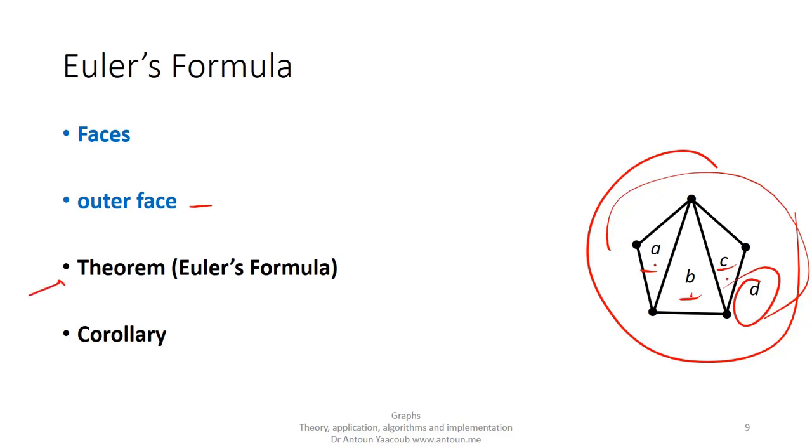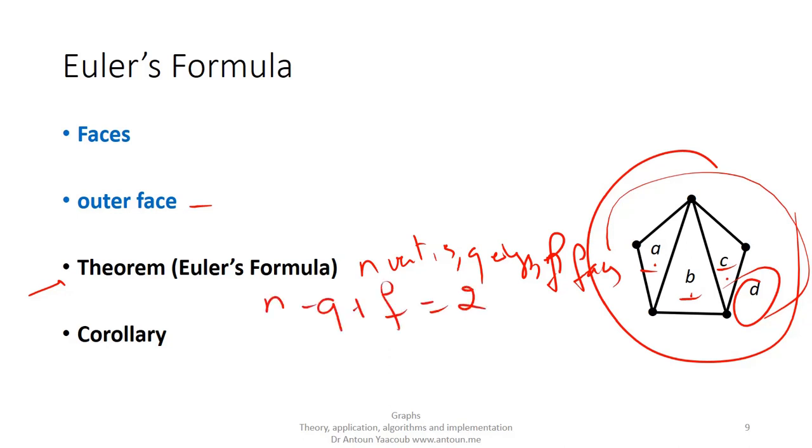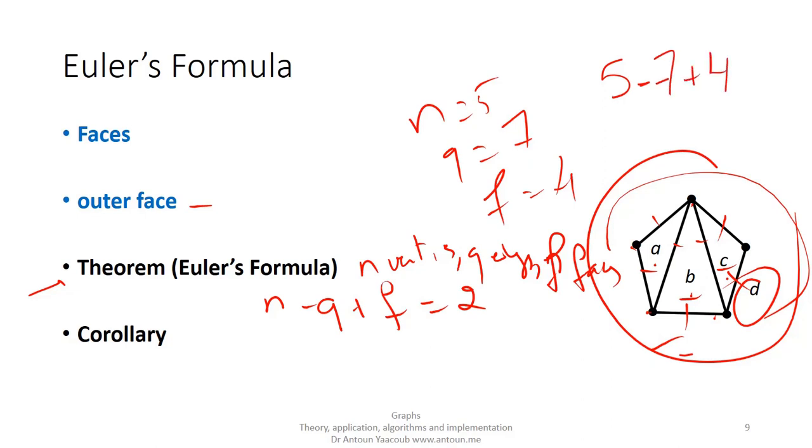So there's a formula from Euler which says that if we have a graph which is connected, it contains n vertices, q edges, and f faces, we have the formula n minus q plus f is equal to 2. So let's do it quickly here. The number of vertices is 1, 2, 3, 4, 5. So n is equal to 5. The number of edges is 1, 2, 3, 4, 5, 6, 7. And the number of faces, there are 4 faces. So we have 5 minus 7 plus 4. So I have 5 plus 4, 9. 9 minus 7 is equal to 2. So the formula is verified. So this is Euler's formula.